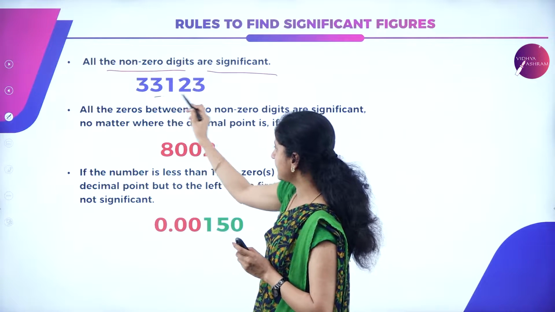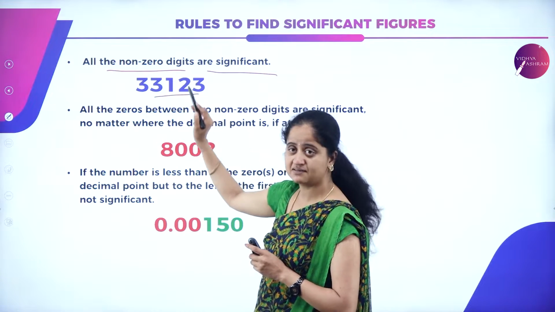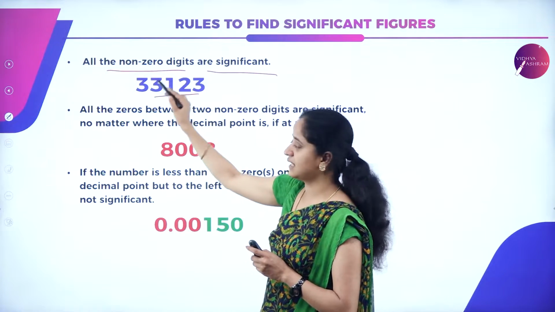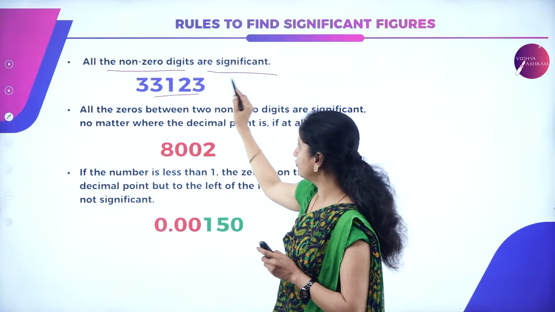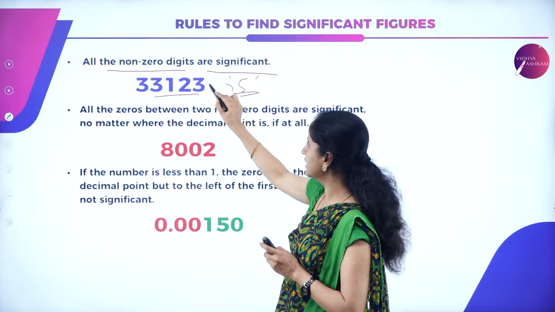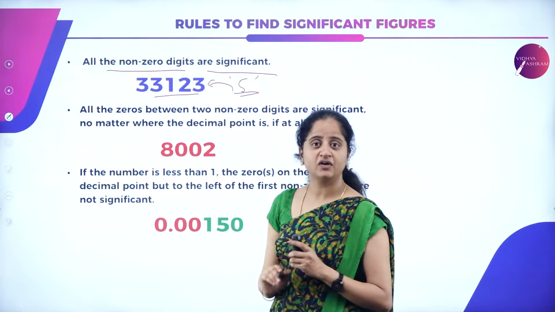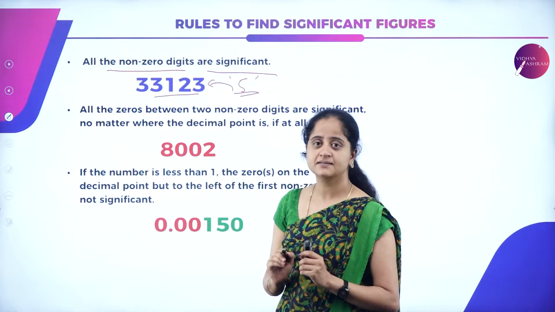You can observe this example. I have 3, 3, 1, 2, 3. Here I don't have any 0. So all these are non-zero digits and all these are significant. So in this example I have 1, 2, 3, 4, 5. There are 5 significant figures in this example because all the digits are non-zero. So the first rule says that all the non-zero digits are significant.